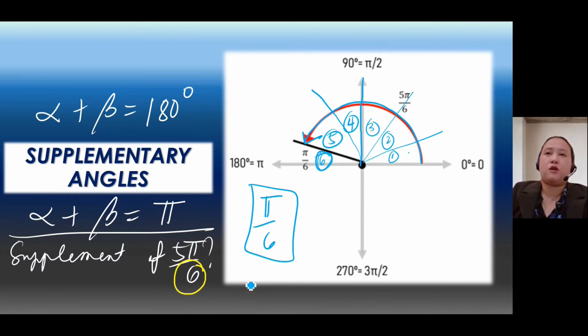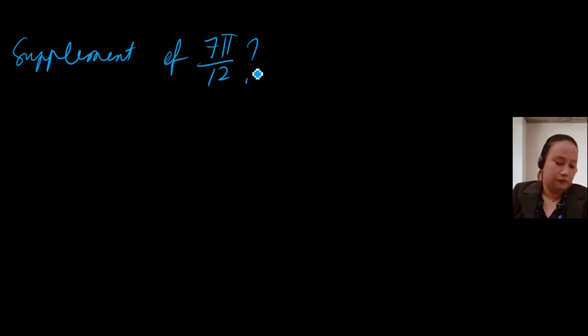Another example, so I will switch to the black screen. Supplement of 7 pi over 12. Remember that in determining the complement and supplement, both angles should be positive. Else, if the given is negative, your answer would be none.